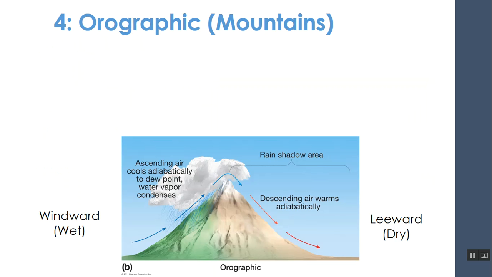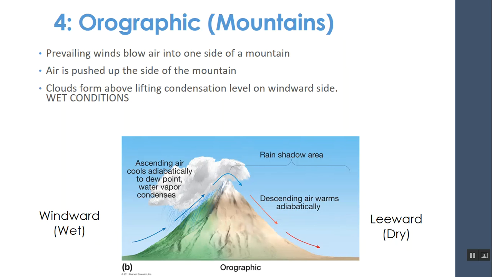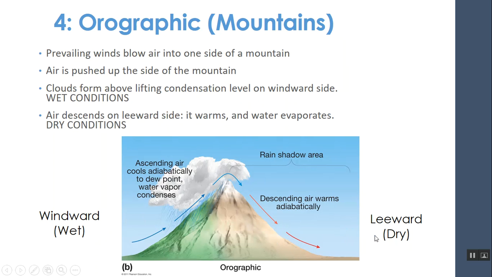The fourth type of lifting is orographic, and orographic is just in relation to mountains. So we get prevailing winds that blow air onto one side of a mountain. As it rises up, it cools and you get rain, and then you get a rain shadow on the other side because that moisture can't make it over. So air is pushed up the side of the mountain. Clouds form above the lifting condensation level on the windward side. This is the windward side or the wet side. This is the leeward side or the dry side. And air descends on the leeward side and it warms and that water evaporates and you get these really dry conditions in areas called rain shadows.